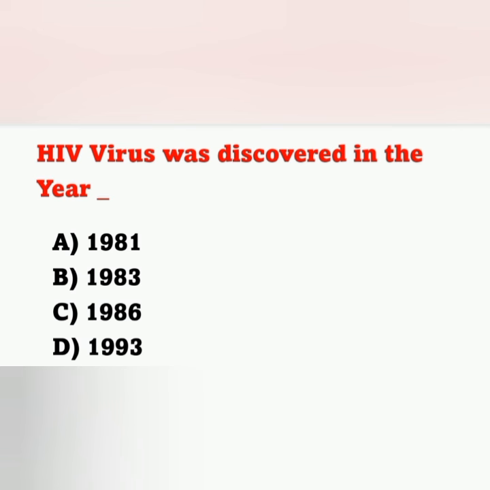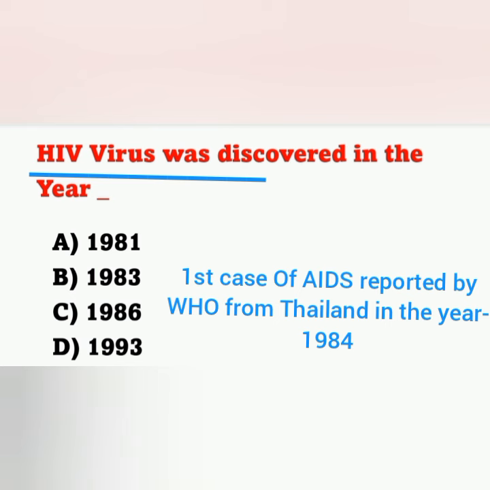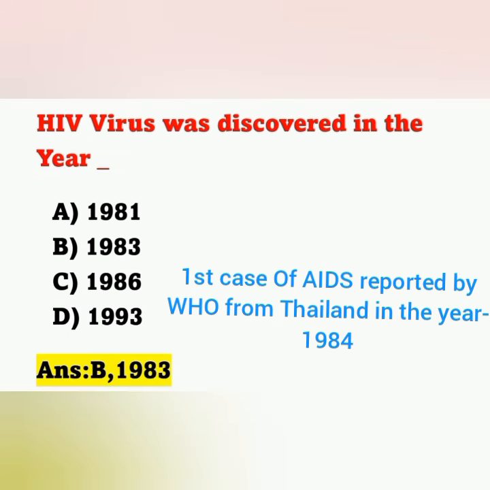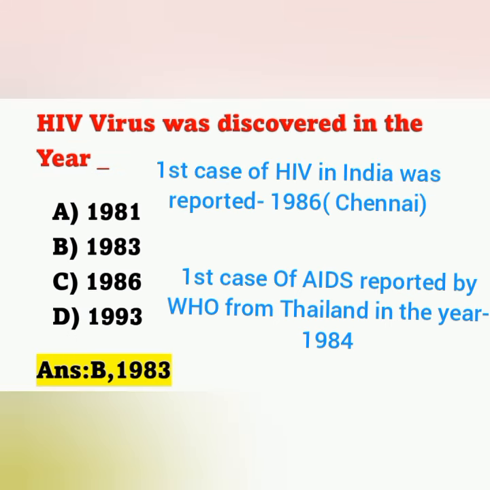First question: HIV virus was discovered in the year? Options: A 1981, B 1983, C 1986, D 1993. Question, HIV virus was discovered in the year. And the correct answer is option B, 1983. And some additional points we can see.